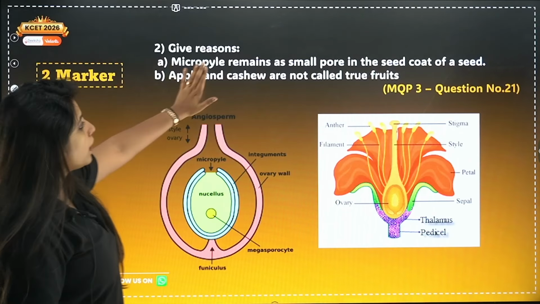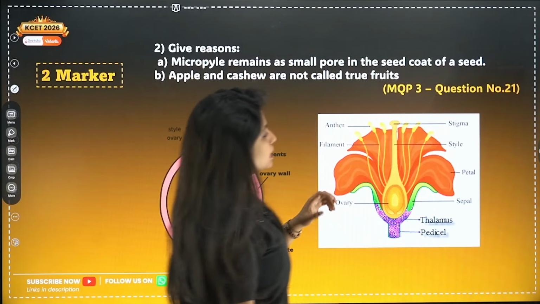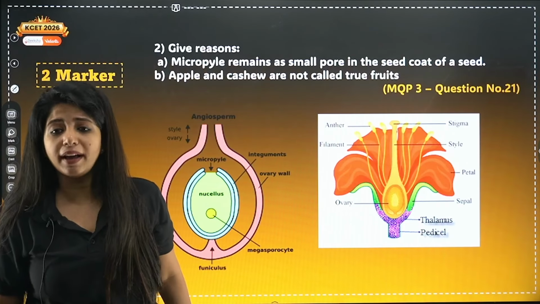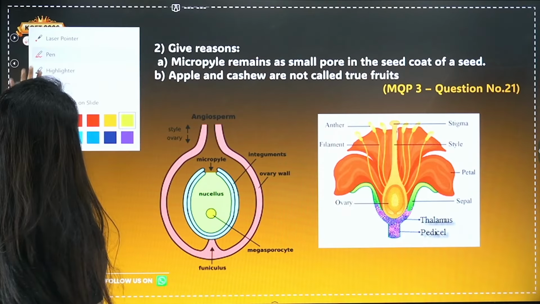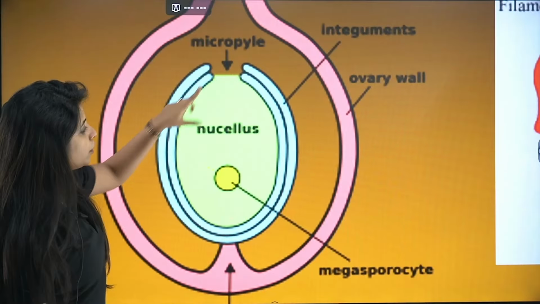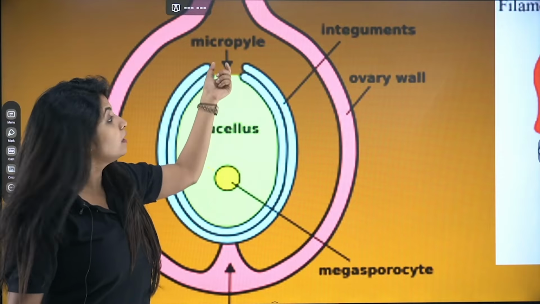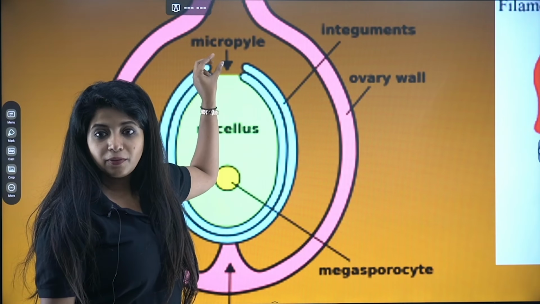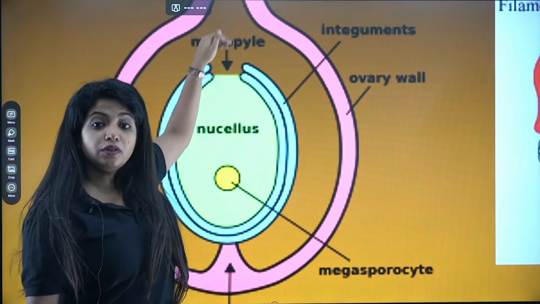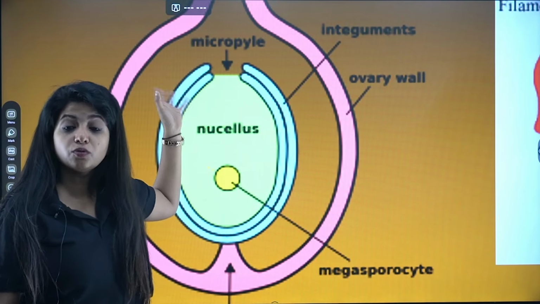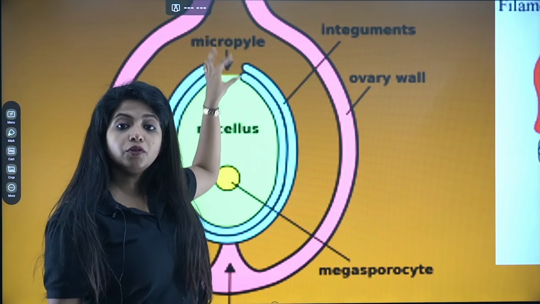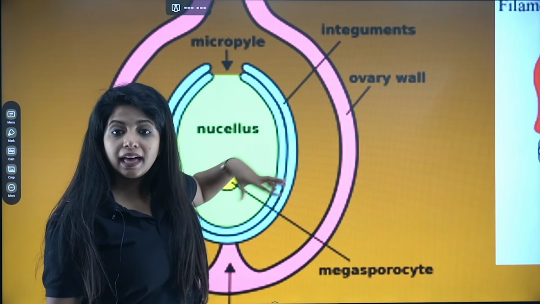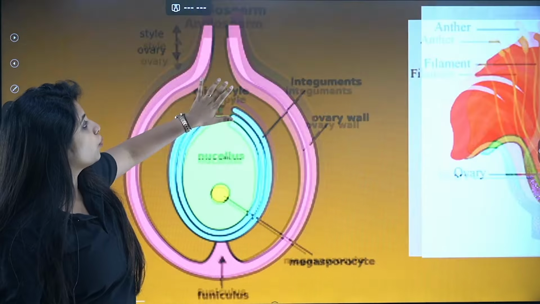Now going ahead, the micropyle remains a small pore in the seed coat of the seed. Why so? If you see the structure of the ovule, my dear children, you have 2 integuments, and this is your ovule, and here you have the micropyle region. Why do you think it remains like a pore? Because once the ovule transforms into a seed, it needs enough moisture, air and everything, which is why the micropyle is still there.